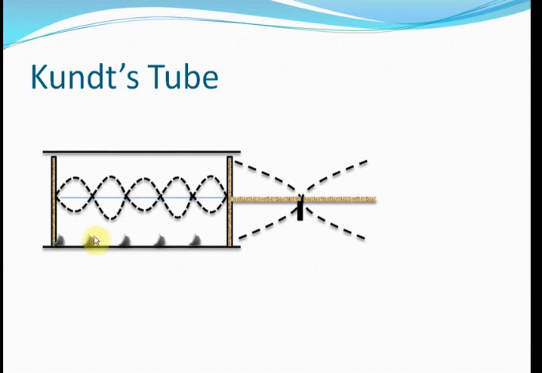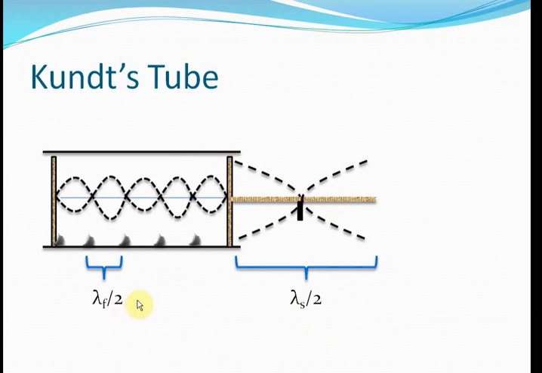In fact, the distance between two heaps of lycopodium particles will definitely be lambda f by 2. That is the wavelength in the fluid divided by 2, because the distance between two nodes is lambda by 2. Similarly, here you can see that the distance between two antinodes is lambda s by 2. That is lambda solid divided by 2.